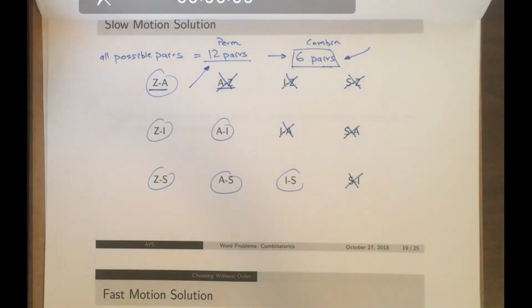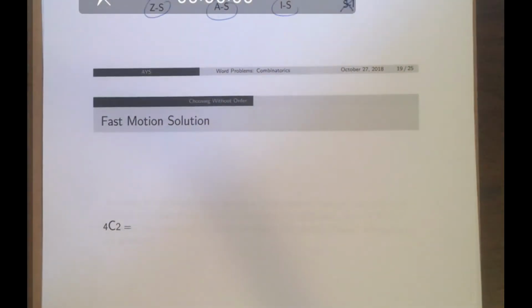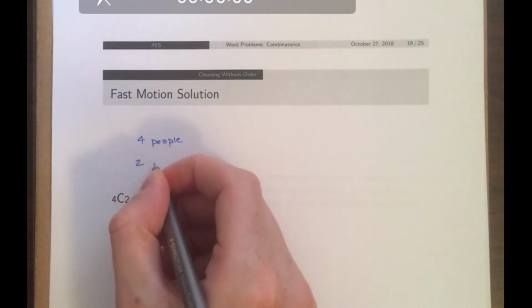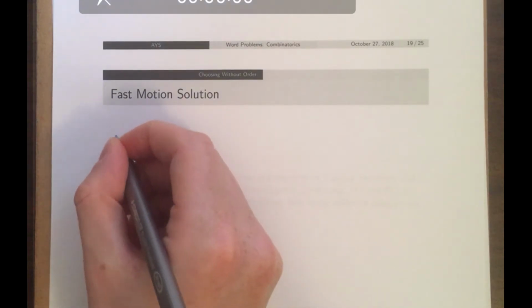Now you don't want to do this every single time because the numbers are going to start to get very big. So what you really should do is you say, well, this question says there's 4 people, Zaid, Abdullah, Ibrahim, and Sami. You have 4 people. And how many people in the committee? The committee is 2. Two people. So this is n, this is r. So it's 4 choose 2, or 4 combination 2.